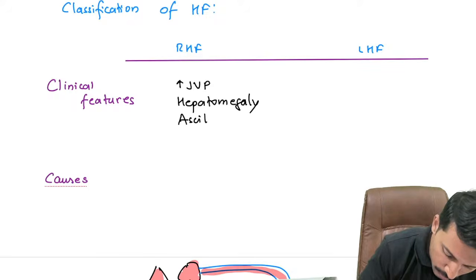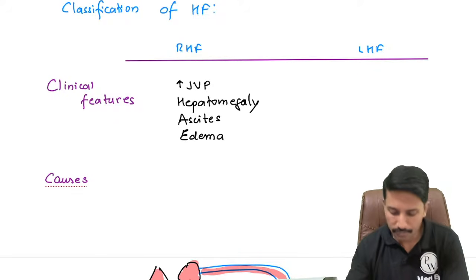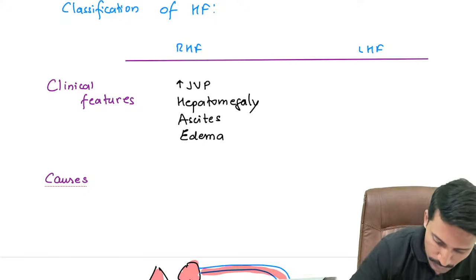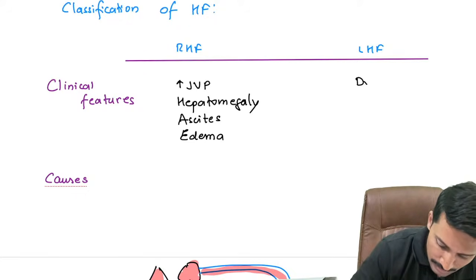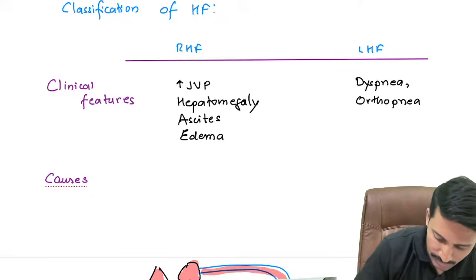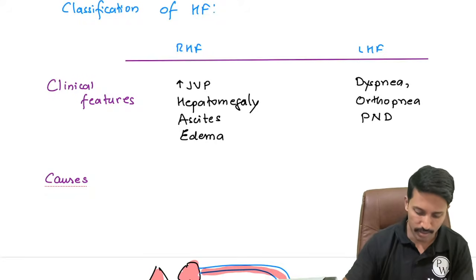Hepatomegaly will result in pulmonary hypertension that will result in ascites and development of edema. If I have left heart failure, the congestion will be in the lungs. So that will result in dyspnea, orthopnea, shortness of breath on lying down, and then shortness of breath after some time of going to sleep, called paroxysmal nocturnal dyspnea or PND.